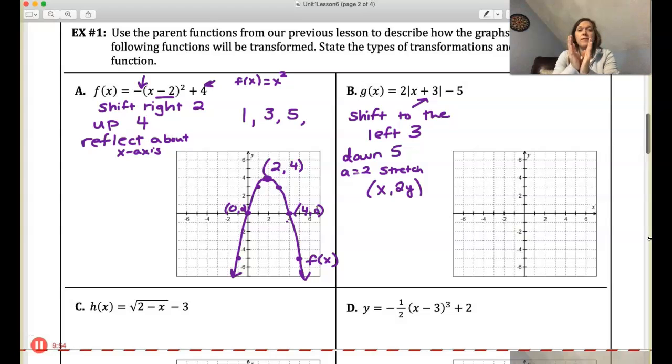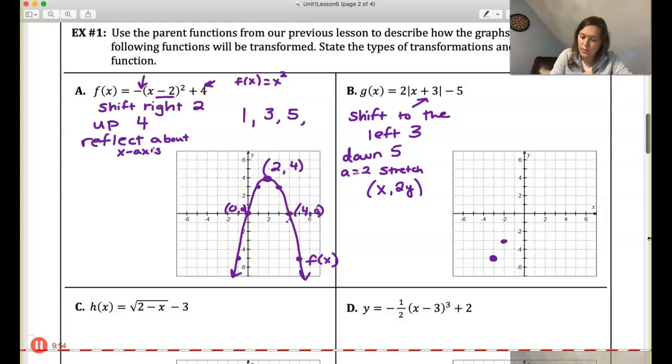Original parent graph absolute value starts at 0, 0. So now my new vertex is at... or no, sorry, -3, left -5. Puts me right there. Whenever you're doing absolute value, really your slope is the same as that a in front. So really we're just going up 2 over 1, up 2 over 1, and it stays consistent because it is just the linear graph reflected over.